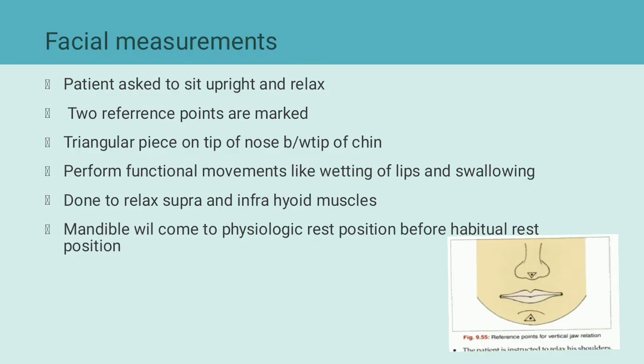First, we ask the patient to sit upright and relax. Two reference points are marked on the face, a point at the tip of the nose and a point at the chin. Next, the patient is asked to perform functional movements like wetting the lips and swallowing, and to relax the supra- and infra-orbital muscles. Then the mandible will come to the physiological rest position and then the habitual rest position. These are the procedures taken while recording the facial measurements: the distance from the tip of the nose to the chin. Two factors are involved here.